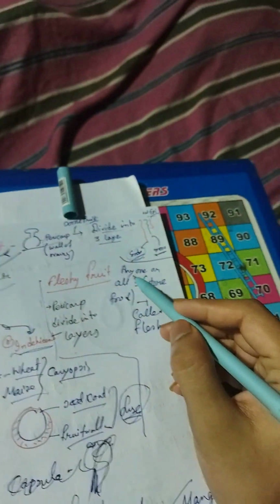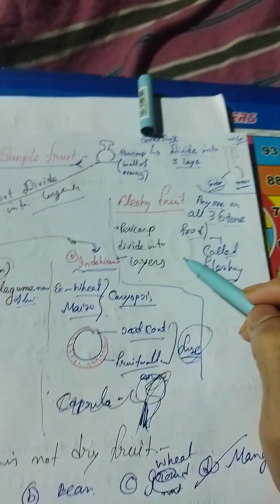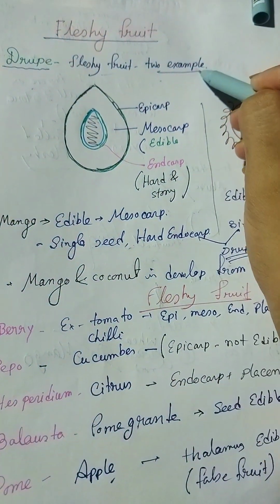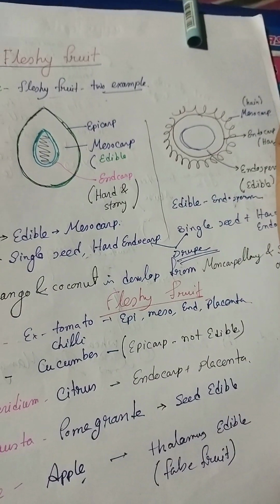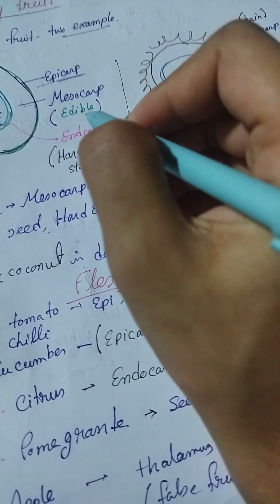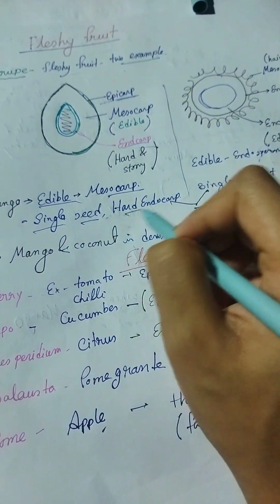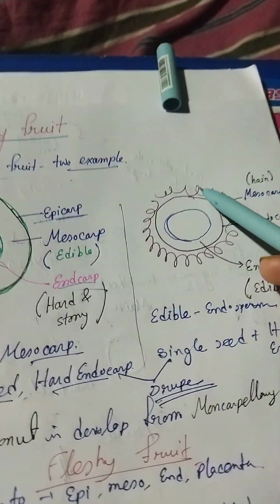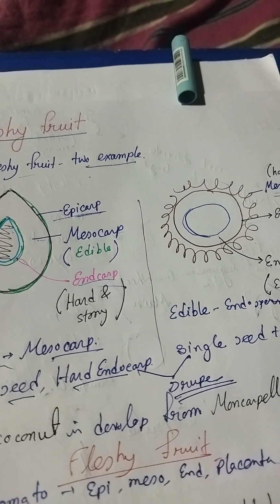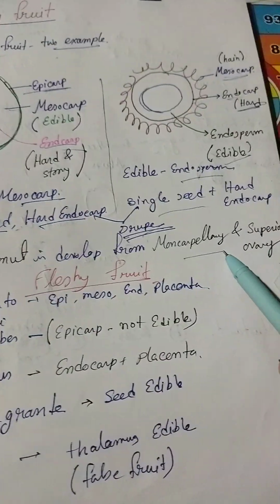In fleshy fruit, any one or three layers store food, called fleshy. Fleshy fruit, drupe. Two examples in our syllabus: one is mango and another is coconut. Outer is epicarp, then mesocarp, which is edible, then endocarp, hard and stony. Edible is mesocarp, single seed, hard endocarp. In the case of coconut, mesocarp is here, endocarp is hard, and endosperm is edible. Single seed, hard coat, is drupe. Mango and coconut are developed from monocarpellary and superior ovary.